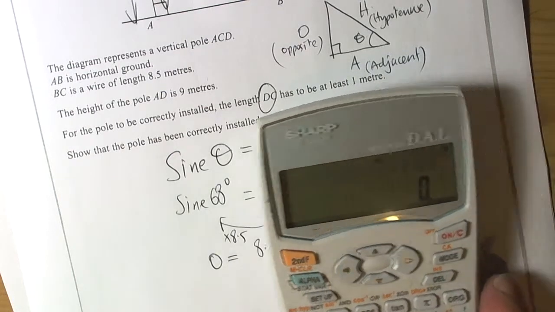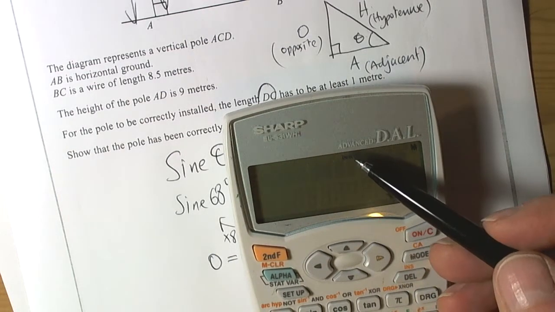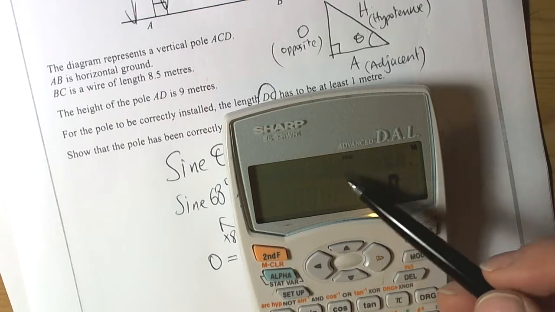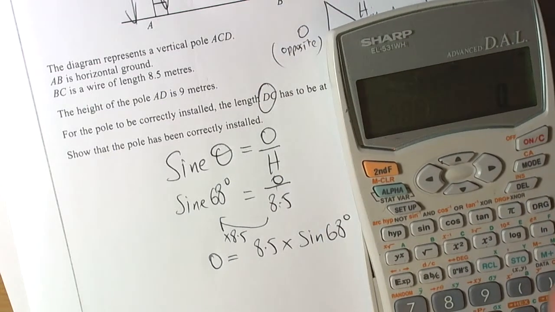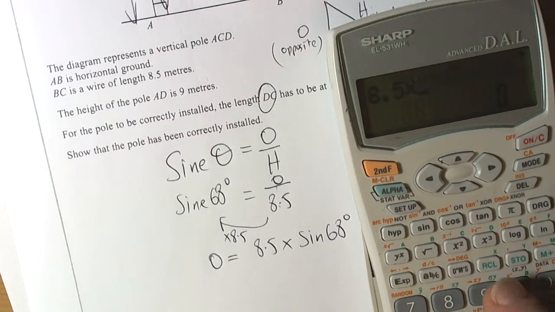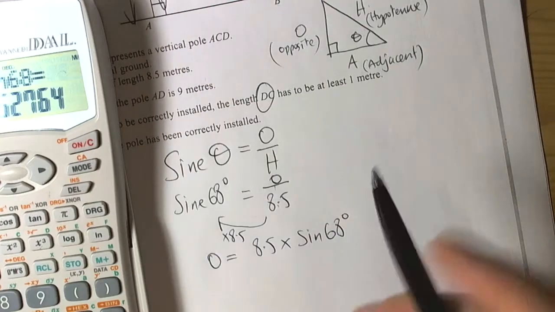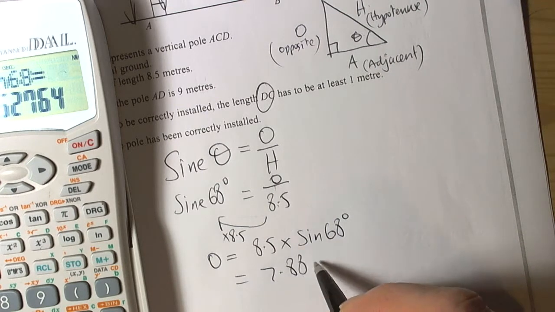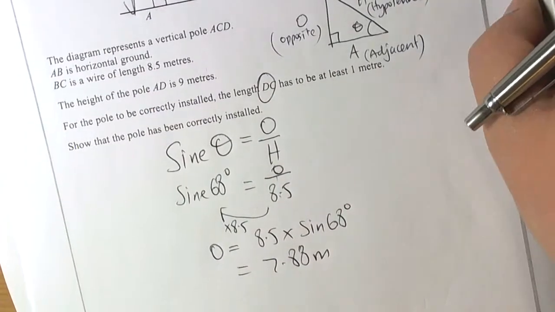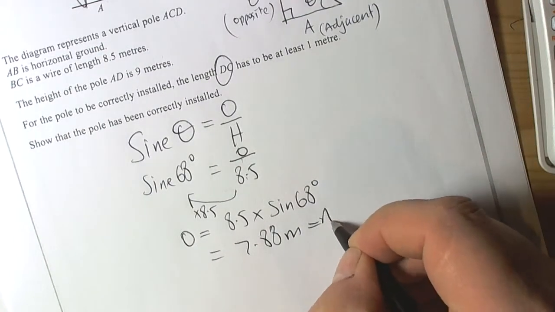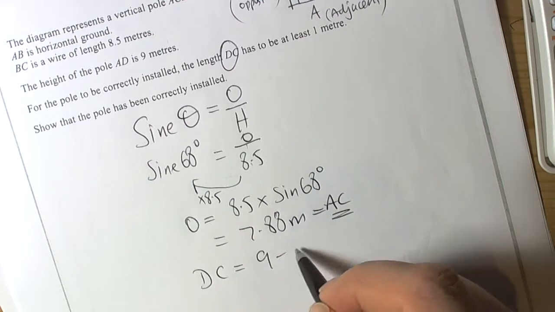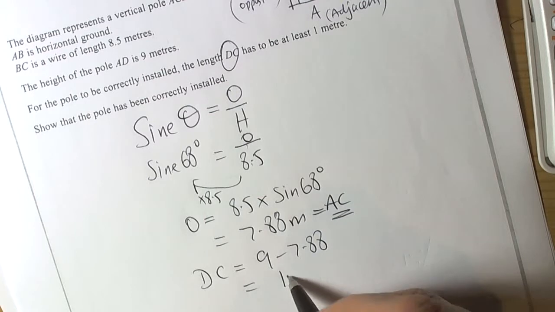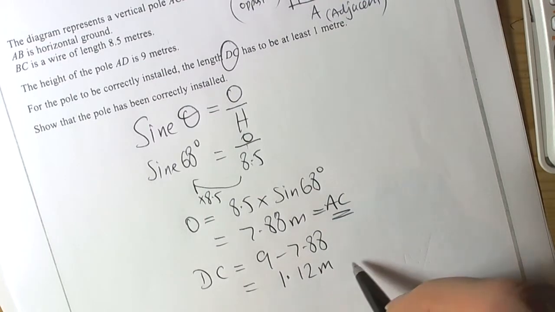On our calculator it's really important that we make sure that the screen has either got a D for degrees or the word deg, so we have the correct function for degrees. So we're going to type in 8.5 times the sine of 68 degrees. And that gives us an answer of 7.88, and the units are meters. So that's the length of AC. So the length of DC is equal to 9, take away that 7.88, so that's equal to 1.12 meters.